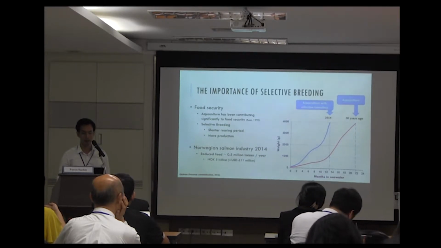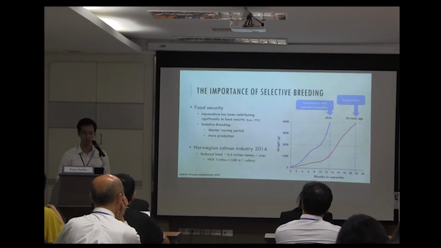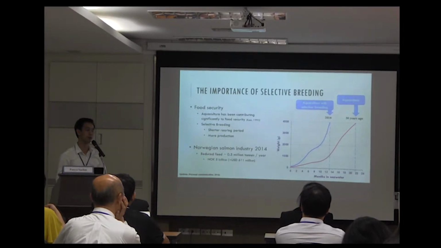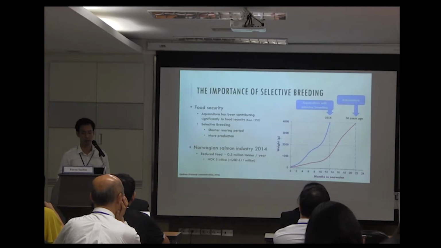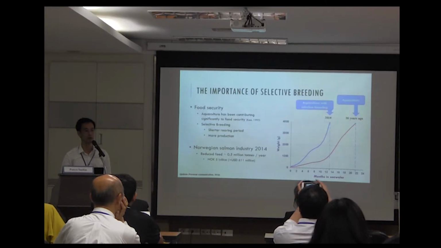Today, Atlantic salmon use a lot of selective breeding, and it significantly reduces the rearing period at sea to about 13 months, or let's say 1 year. They can get about 4 kilos on average. And this reduces the use of feed by half a million tons per year, a value of about 5 billion Norwegian krona per year. If the selective breeding continues, the reduction in feed will also continue.